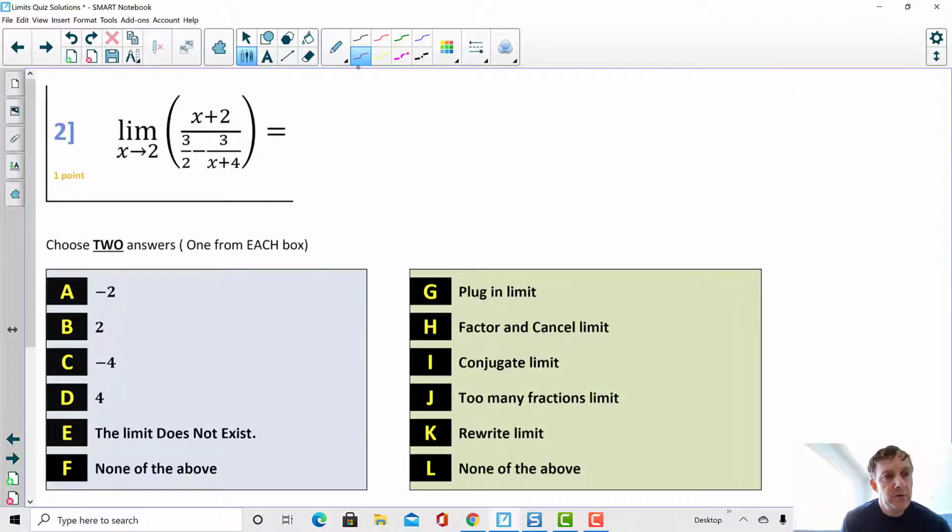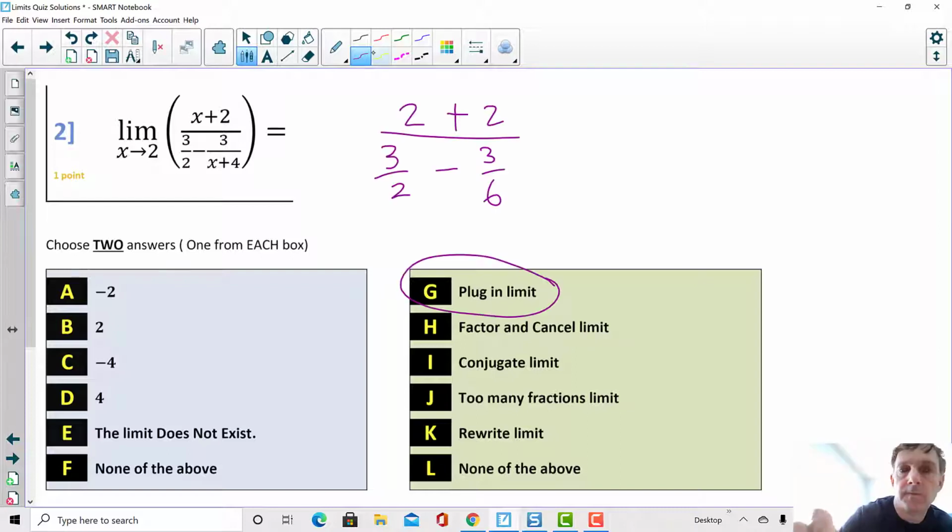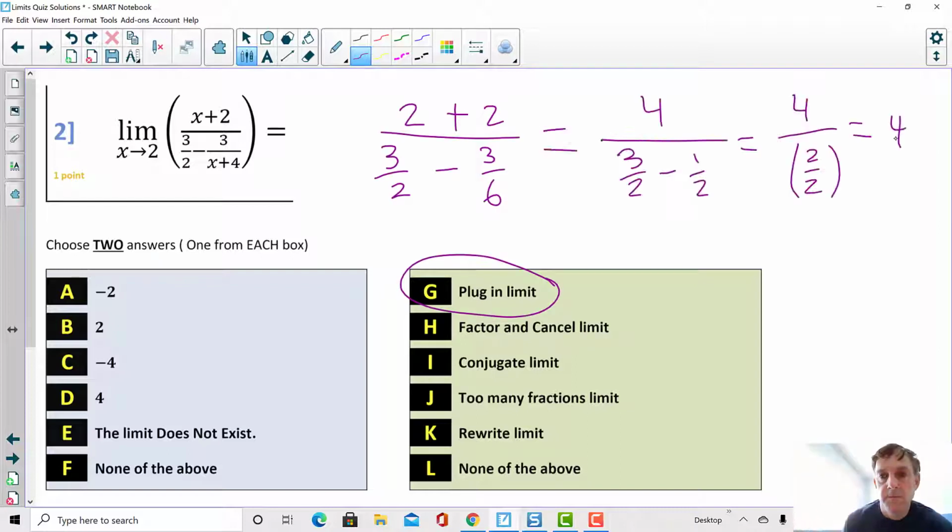Okay, for number 2, this one might look like it's an example for too many fractions, but if you just plug the 2 in, you get an answer. So really, this is just going to be a plug-in limit. Okay, we can simplify, and you can see we get 4 for our final answer.